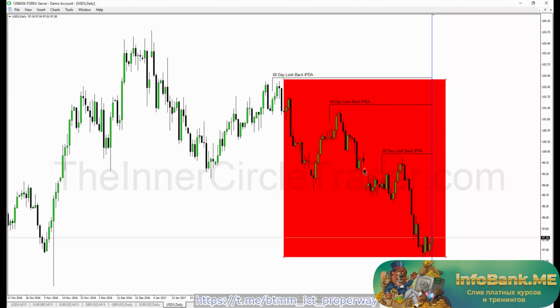But if you don't have Sunday candles, you don't have to do it like this. You simply just count yesterday's daily candle as day 1 and go back 60 days, go back 40 days, and go back 20 days, and you'll have the IPTA data ranges that keep shifting forward dynamically.